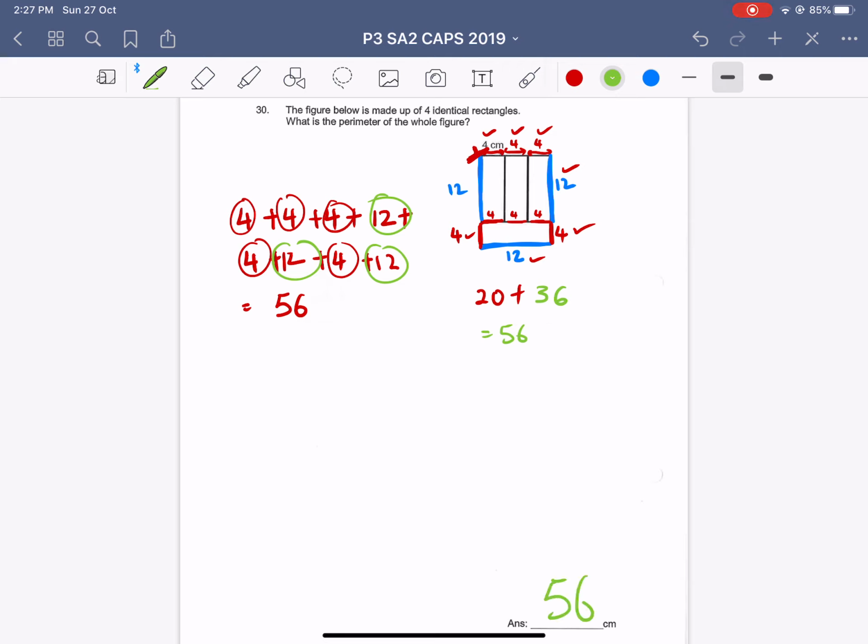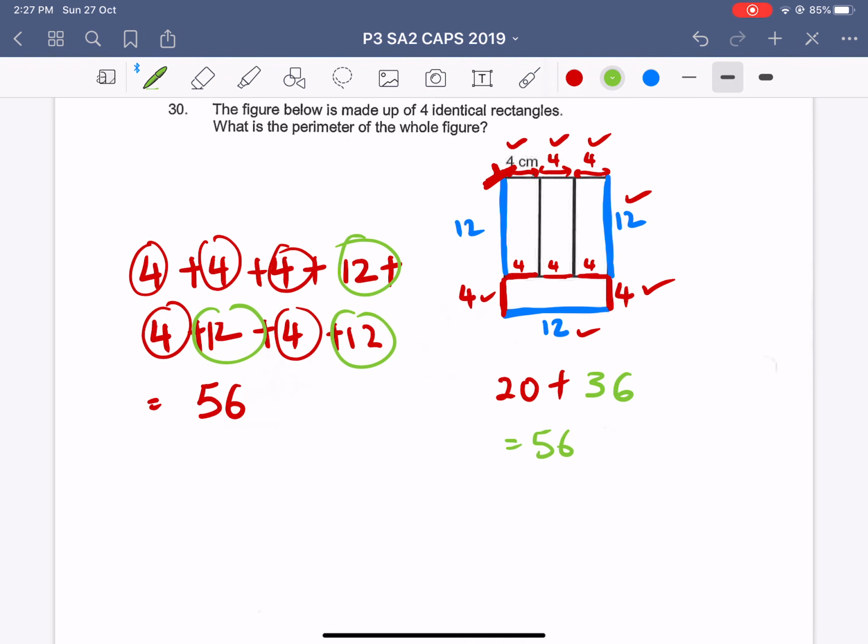If I remember correctly, quite a number of you actually almost got full marks for this section B, but because of question 30, you didn't get full marks. So it's good to learn this up. This is quite an interesting question.